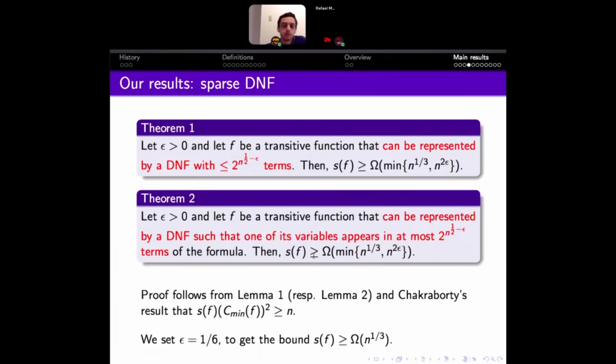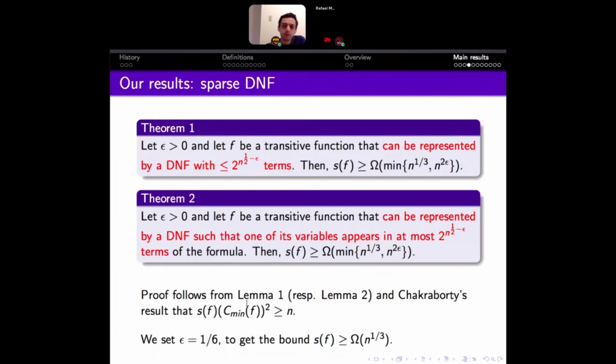Now we state two theorems which we briefly mentioned before. So the first theorem states that if f is transitive and can be represented by a DNF with not too many terms, then its sensitivity can be lower bounded in this way. And the second theorem states that if f is transitive and can be represented by a DNF which has some variable appearing in few enough terms, then its sensitivity can be lower bounded by this expression.